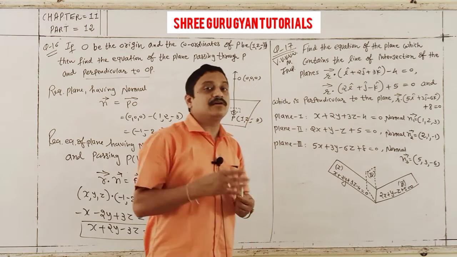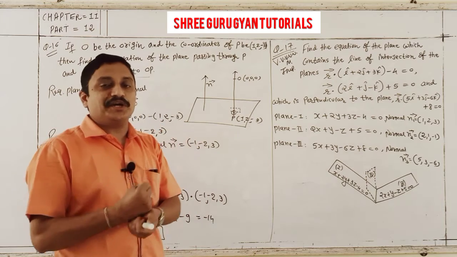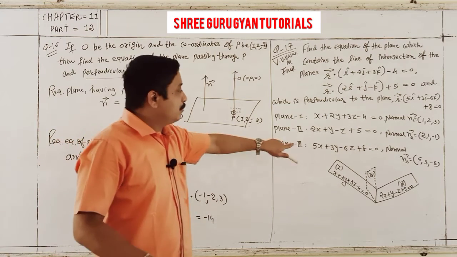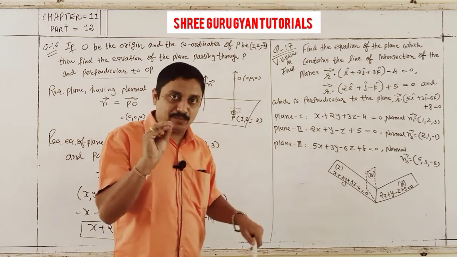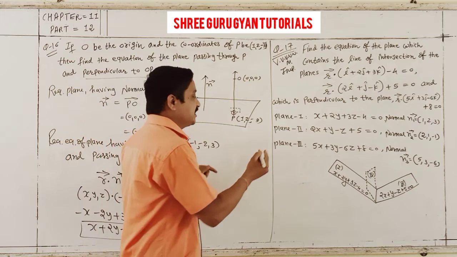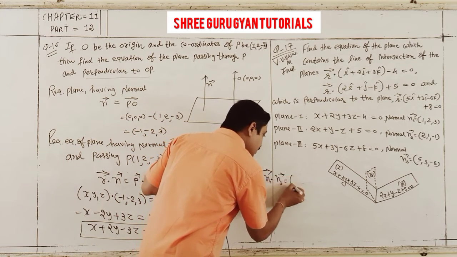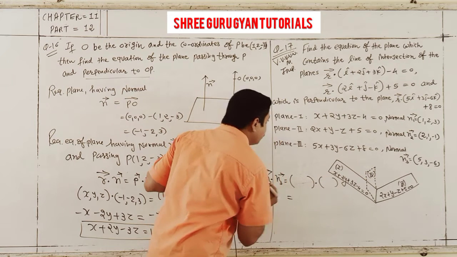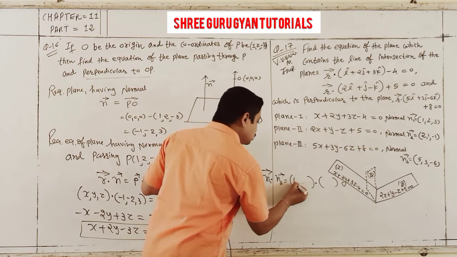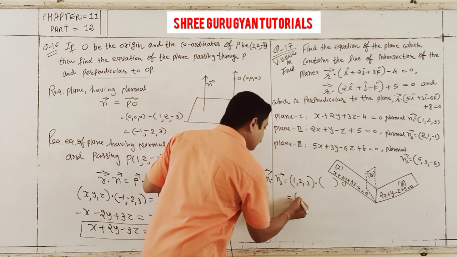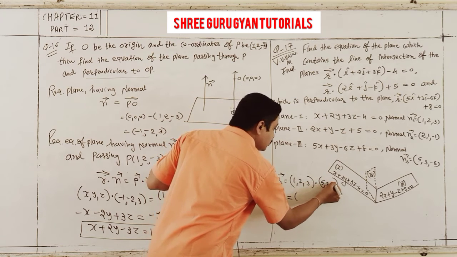And now I cover to both common intersection. But before I check, is plane 3 perpendicular to plane 1 and plane 2? Yes, so I check first n1 dot n3. What's the n1? n1 is (1, 2, 3). n3 is (5, 3, minus 6).